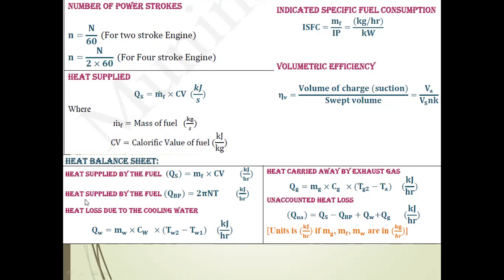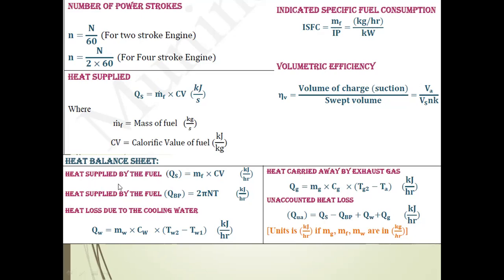One is the heat carried by the cooling water, and the exhaust. Another parameter is the unaccounted heat that will be carried away. After that, the exhaust gas will carry out heat. So from these three categories we should find out the heat balance sheet.